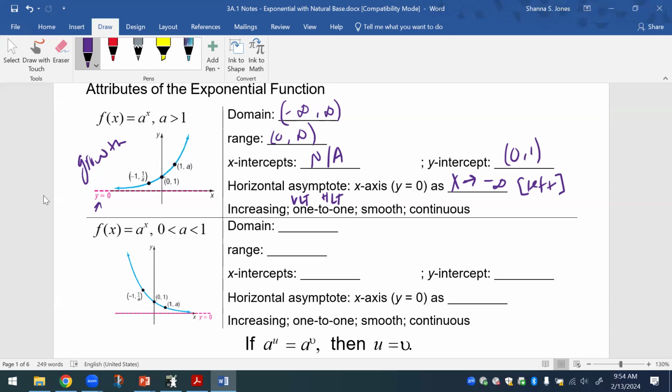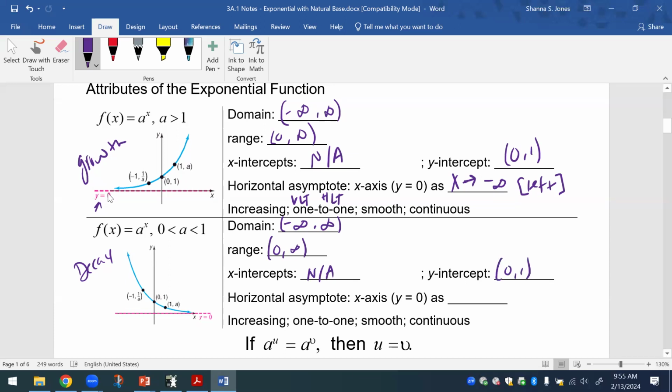All right, this time now we're going to analyze the decay. Your decay means that your base is between 0 and 1. All right, so your domain, again, did my domain change? No, it's going to still be all real numbers from negative infinity to positive infinity. Did my range change? No, I still have that boundary line that says, uh-oh, can't go past here. X-intercept, does it exist? No, we have the boundary line. Y-intercept, did it change? No.